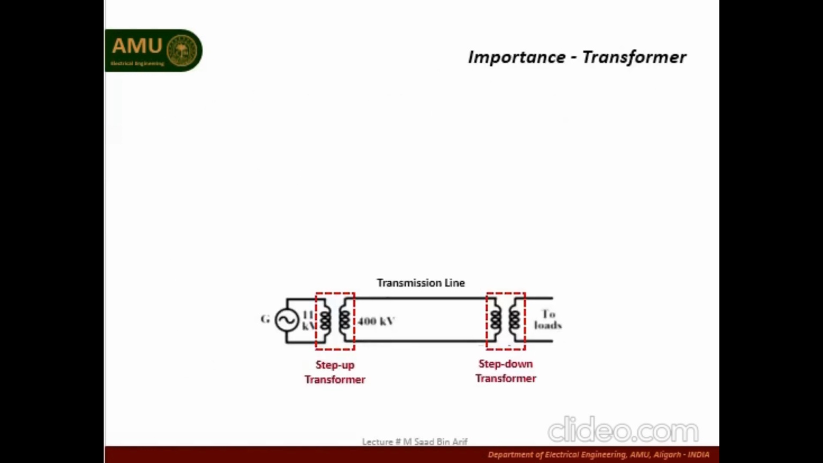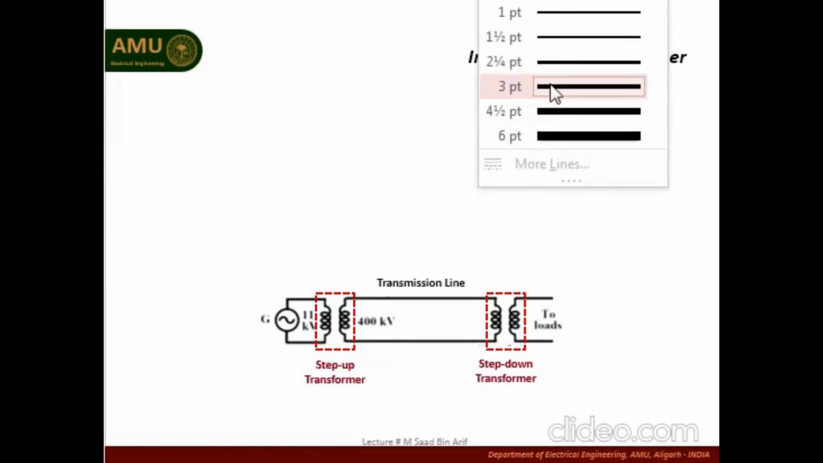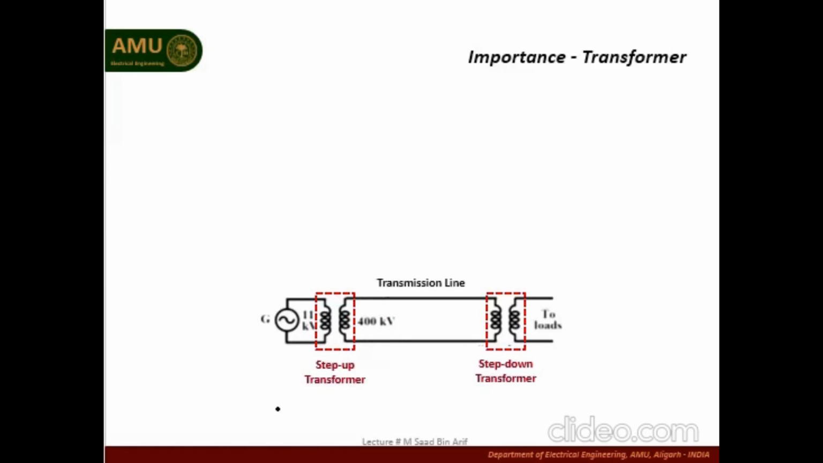So let us have a look at the diagram shown in the figure. This is a typical power system diagram, in a simplified form. What we have is a generating system over here, and the voltage is generated at 11 kV.